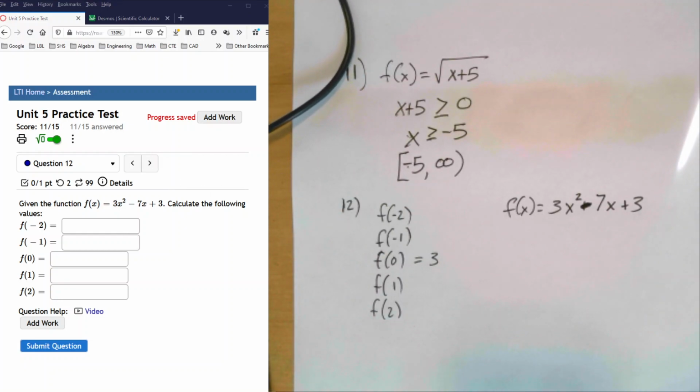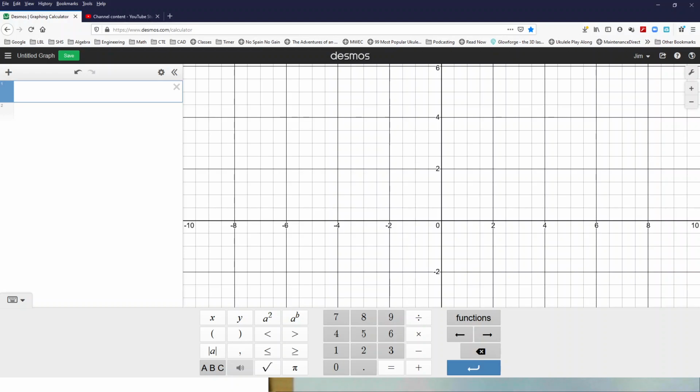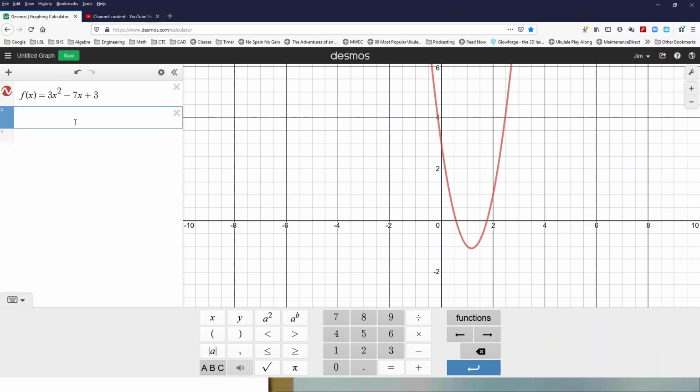So what I'm going to do instead is switch back over to Desmos, and I'm going to put this equation into Desmos. I'm going to take a shortcut here and copy and paste. And I just need to double check that I got it right. That should be a square. Okay, so I've got 3x squared minus 7x plus 3.